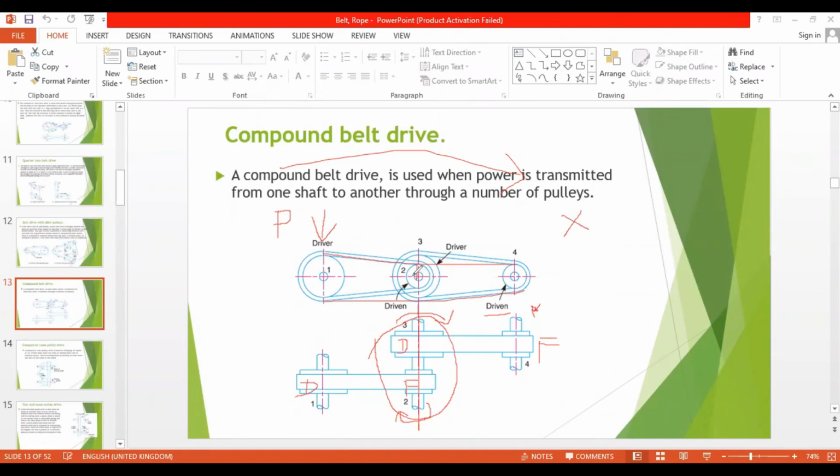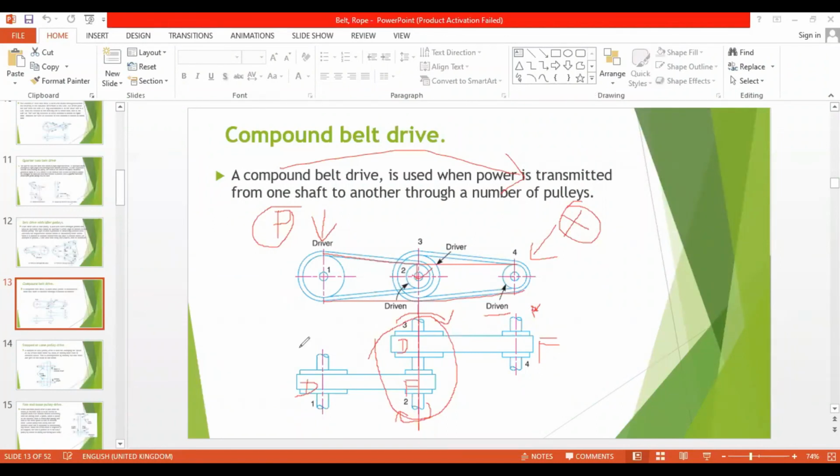It may have weight over here. It may impact the angle of contact. There are several problems, right? So this compound belt drive is helpful in solving such kinds of issues. Now the power transmitted here has been successfully transmitted to this location by a compound belt drive. This is called the compound belt drive.